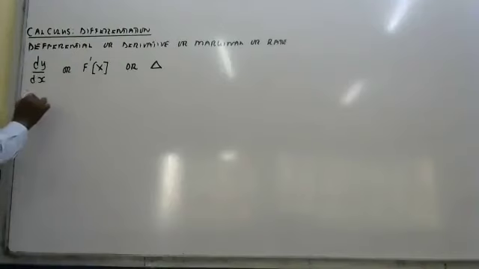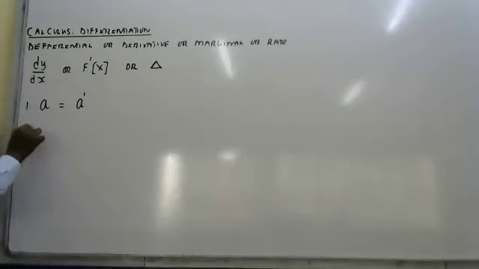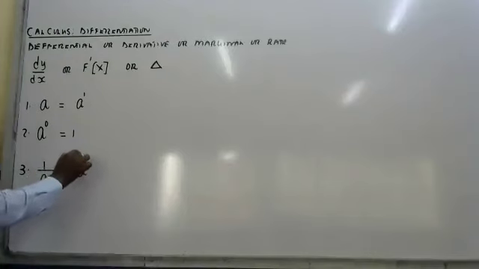So number one, if you are given a number like that, it is that number raised to power one. And if you are given a number raised to power zero, it is one. Number three, if you are given one over A, it is that number raised to power minus one.